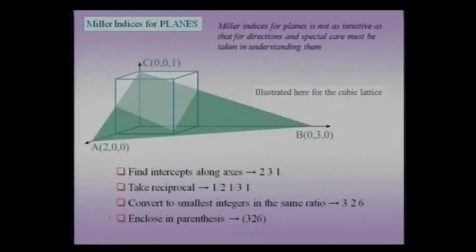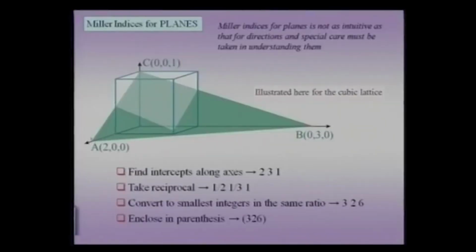Now, let us go to the concept of Miller indices for planes. The concept of Miller indices for planes is not as straightforward as the concept of Miller indices for directions, and we need to pay a little care and attention in understanding the concept. In other words, whenever Miller indices for a plane are presented to us, we have to understand that a certain procedure has been followed in arriving at those indices, and we have to be careful in understanding them.